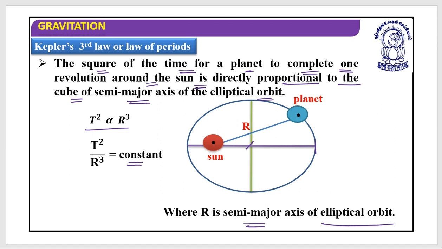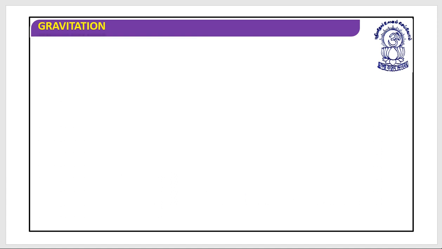Again, the square of the time period is directly proportional to the cube of the semi-major axis of the elliptical orbit. So this is t square, which is directly proportional to r cube. Is it clear? Okay. Now one more thing. When I say t square is directly proportional to r cube, what is the value of r? How could I find this? So let's have a look.